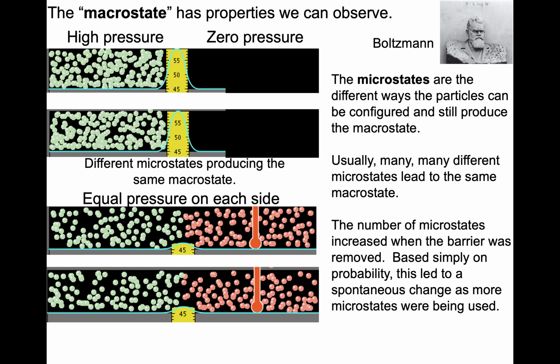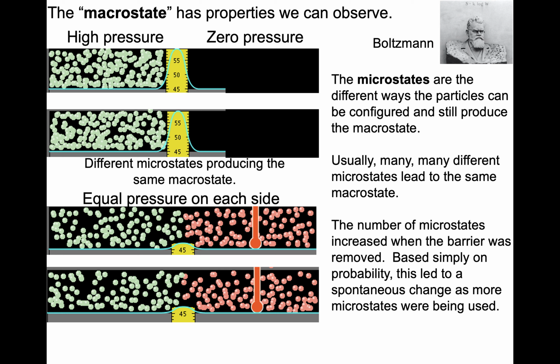The number of microstates, the number of options, the number of possibilities increased when that barrier was removed. This led to a spontaneous change, and more microstates were now being populated. This use of the term microstates, that's given with Boltzmann the symbol W. When you have more microstates being used, that means a higher entropy. This is the calculation he would be using to calculate the entropy.